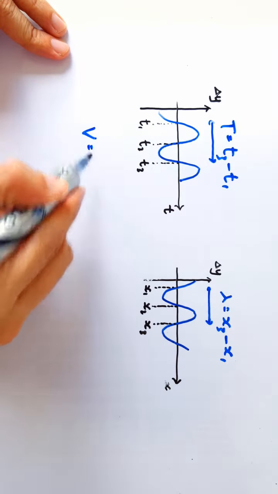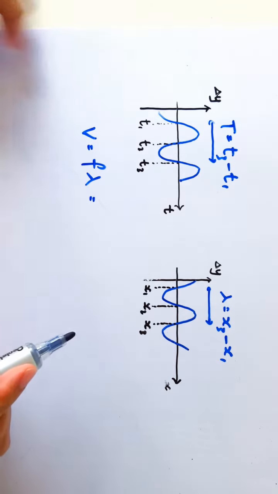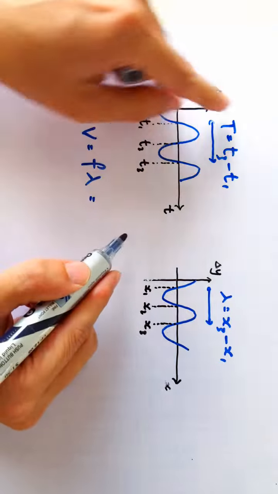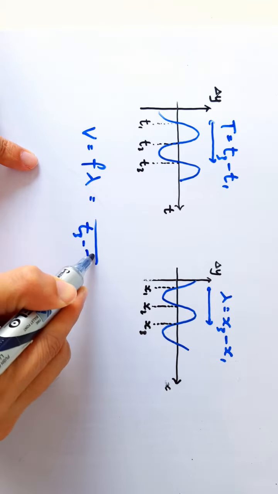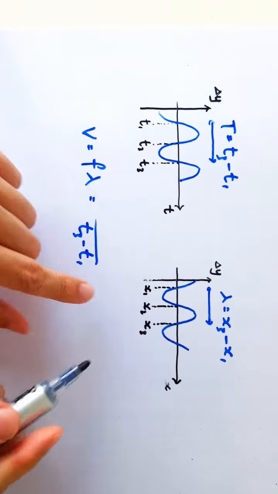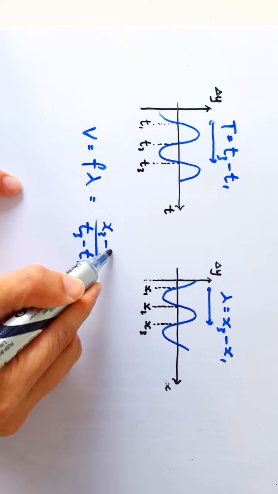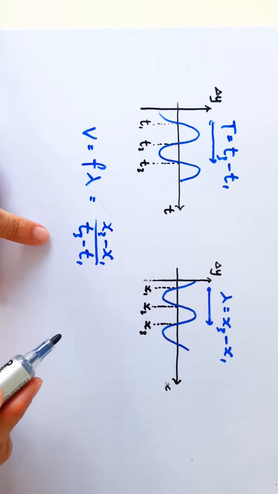The velocity of this wave can be calculated using f times lambda. So frequency would simply be 1 over T, so we have 1 divided by t3 minus t1. And the wavelength is x3 minus x1. So it's basically the wavelength divided by the period. You won't find this in any of the options, but don't panic.